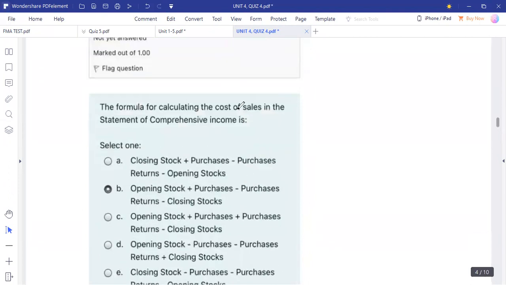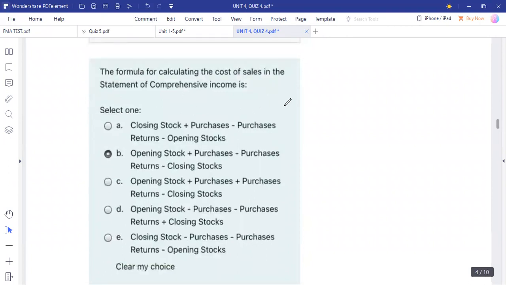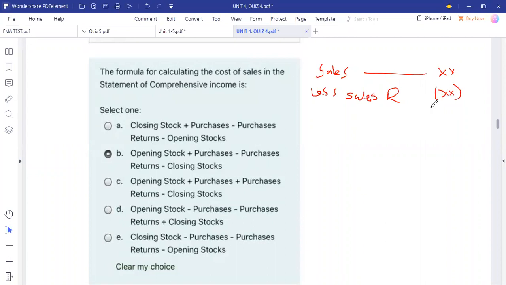Then the formula for calculating the cost of sales. What is the formula for calculating the cost of sales? So firstly, we said that the income statement, we start with what? Our sales here. Then we're going to less the sales returns. When we less them, the total is going to be called our what? Our sales turnover. I mentioned this. Or total revenue, sales turnover.